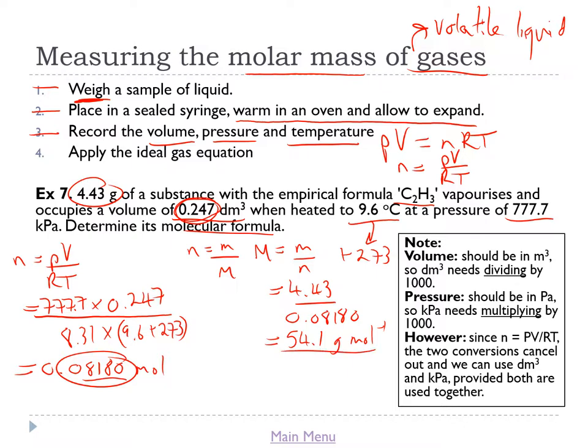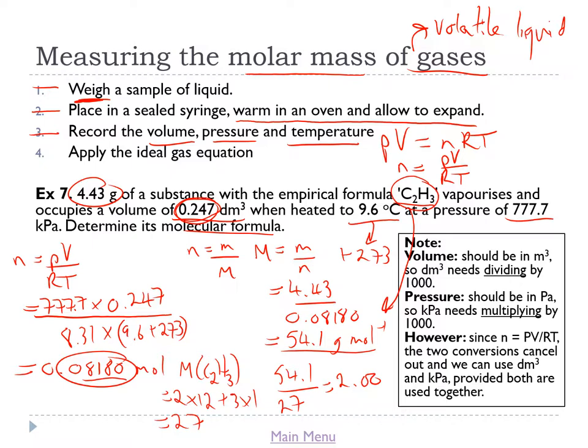However, we're not quite finished yet because we need to determine the molecular formula. It says the empirical formula is C2H3, so we need to see how many times C2H3 fits into that 54.1. So let's work out the molar mass of C2H3, which equals 2 times 12 for carbon plus 3 times 1 for hydrogen, equals 27. So if we do 54.1 over 27, that comes out to 2.00. Therefore, we need to multiply the empirical formula by 2. So the final answer is going to be C, 2 times 2 is 4, and H, 3 times 2 is 6. So C4H6, and that is our final answer.